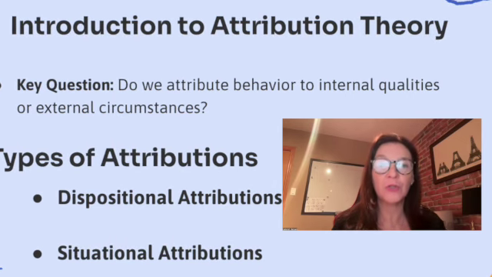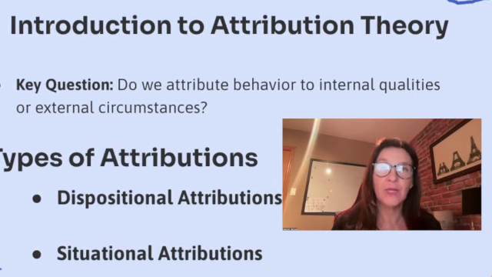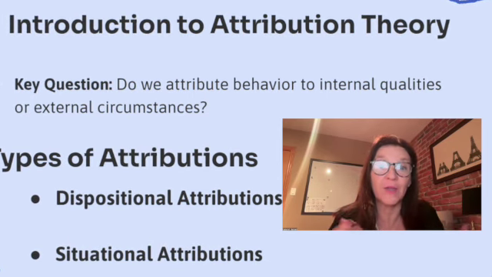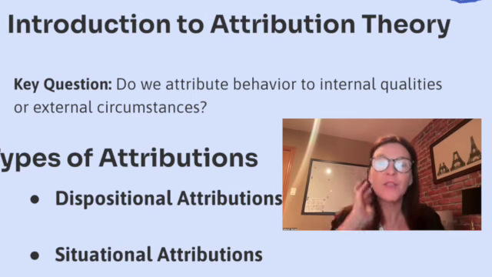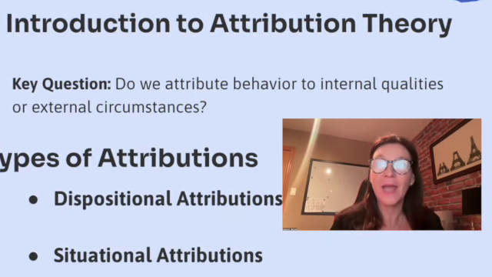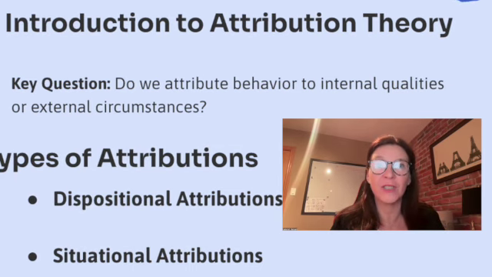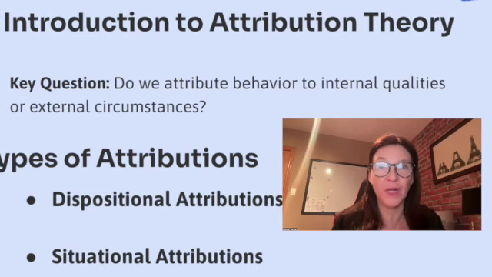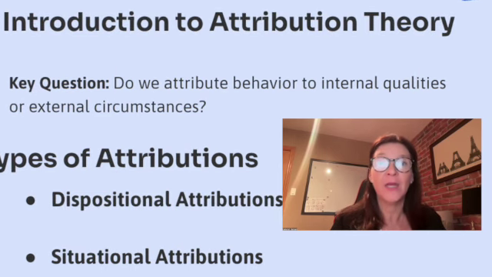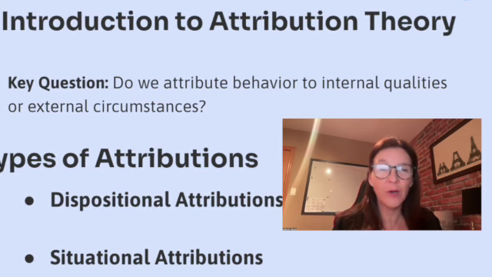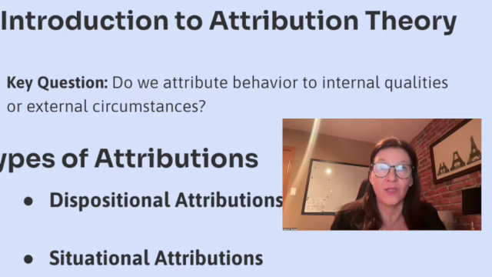So why do attributions matter? The way we explain behavior can affect how we react around the situations that are occurring, around the people and the situations. So if we think someone failed because they're lazy, dispositional, we might judge them more harshly. If we think they failed because they were dealing with a tough situation, situational, we might feel more empathy. Understanding attribution theory helps us navigate our relationships, avoid unfair judgments, and think critically about the reasons behind such behaviors.